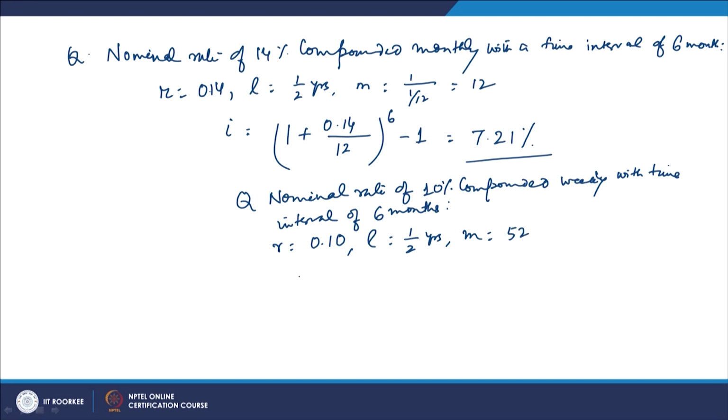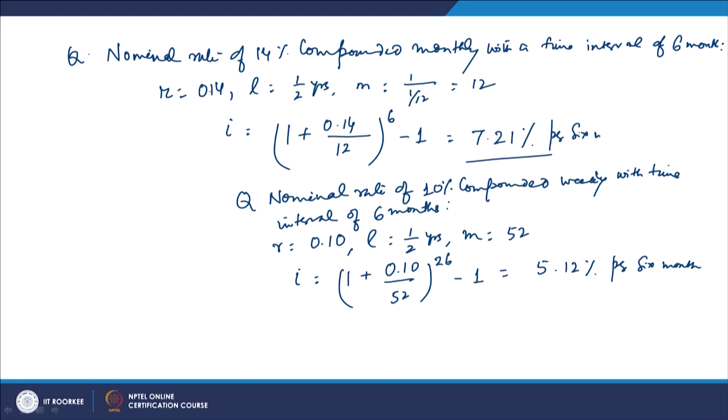So, you can have the effective interest rate as 1 plus R by M, M is 52, raised to the power L into M, minus 1. L is 1/2 and M is 52. So, 1/2 into 52 is 26, and this becomes equal to 5.12%, and this is per 6 months. We will have to write this effective interest. So, here it is again per 6 months.